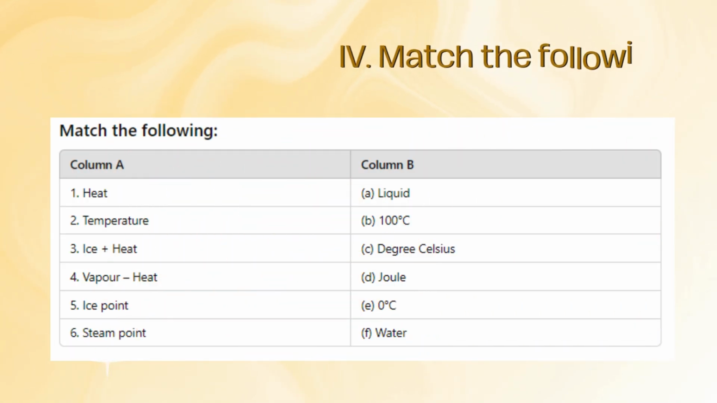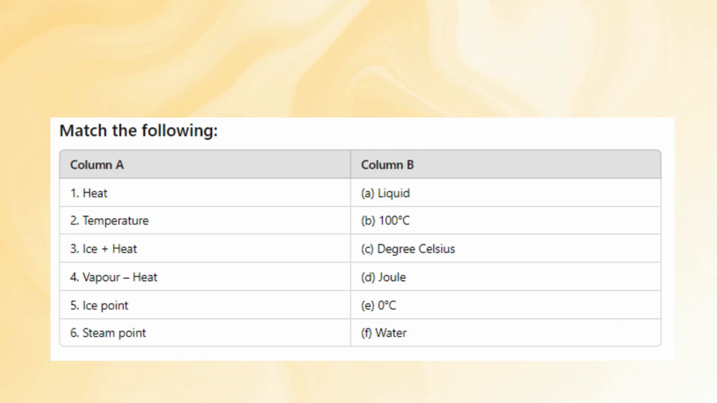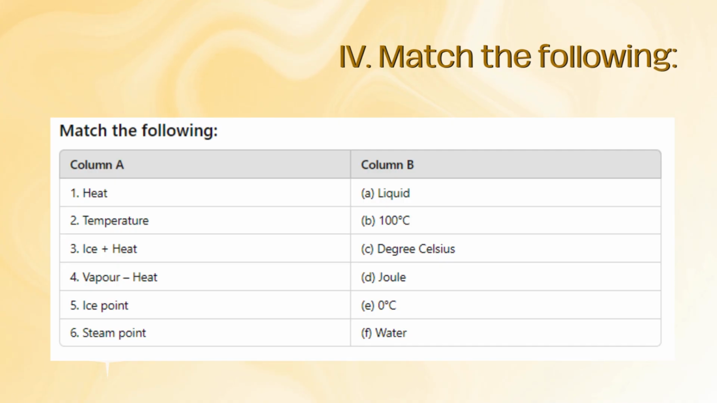Match the following. Column A, heat, temperature, ice plus heat, vapor minus heat, ice point, steam point. Column B, A, liquid, B, 100 degrees Celsius, C, degree Celsius, D, joule, E, 0 degrees Celsius, F, water. Please match each item in column A with the corresponding item in column B.